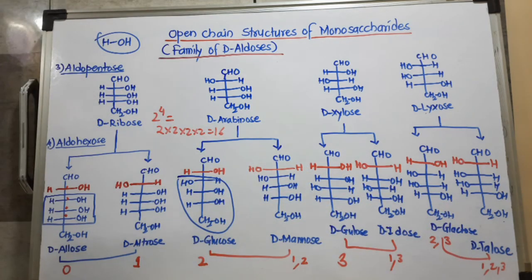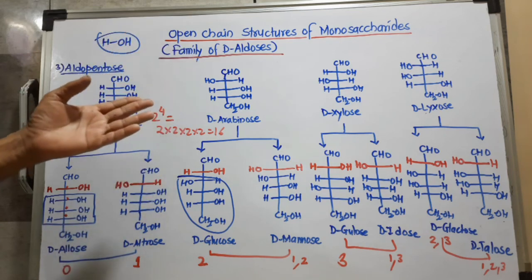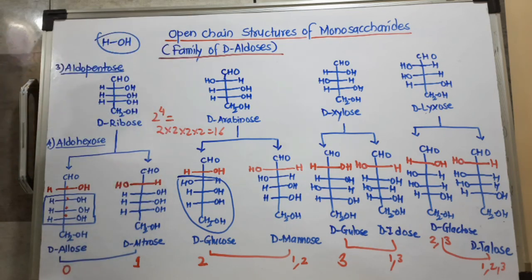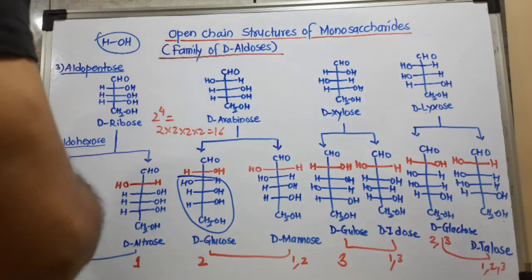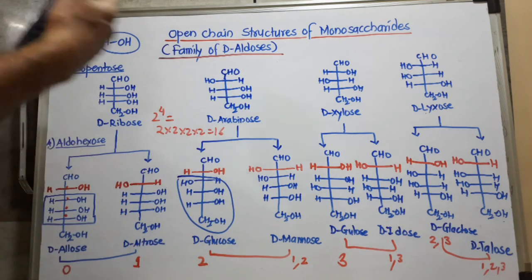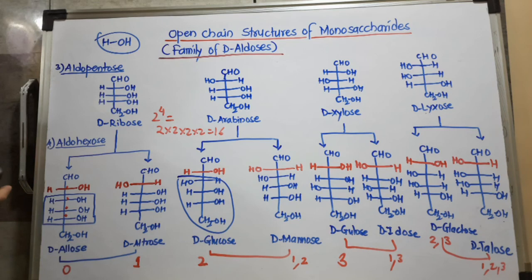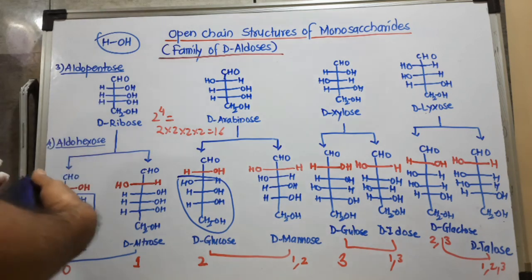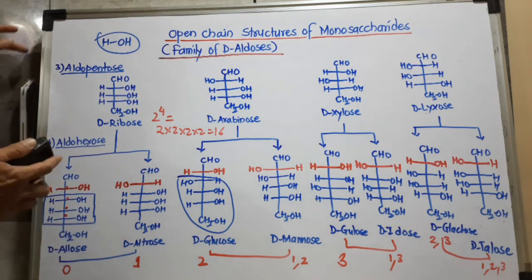So in this way you can remember the structures of the D-aldoses family. So aldotriose, aldotetrose, aldopentose and aldohexoses. These are the D-aldose monosaccharides which you should remember. You must be able to draw their structures, and if a structure is given, you must be able to propose the correct name to the structure. Thank you.